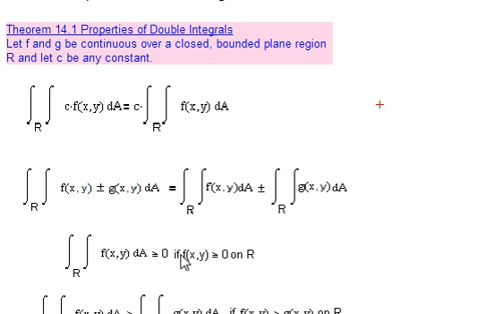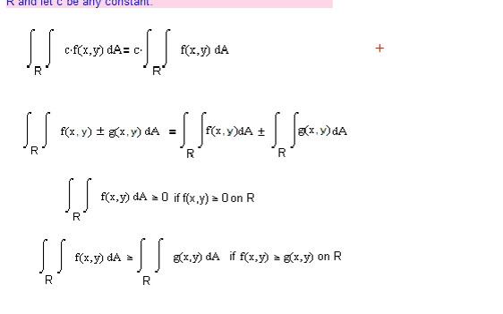Here's another property. If the function f of xy is always greater than or equal to 0 over the region R, then the integral of that function over that region R is always greater than or equal to 0. It would only be equal to 0 if f of xy equals 0, unless our region R had area 0, which is not much of an integral then, would it be?